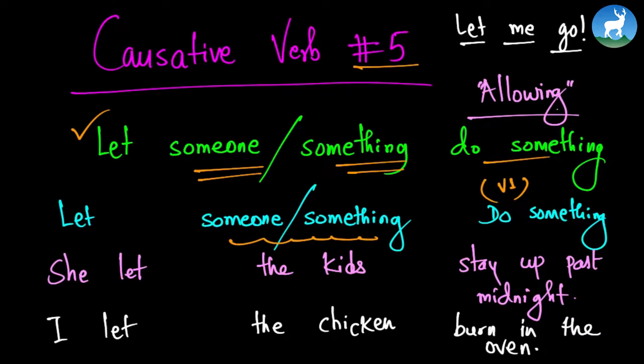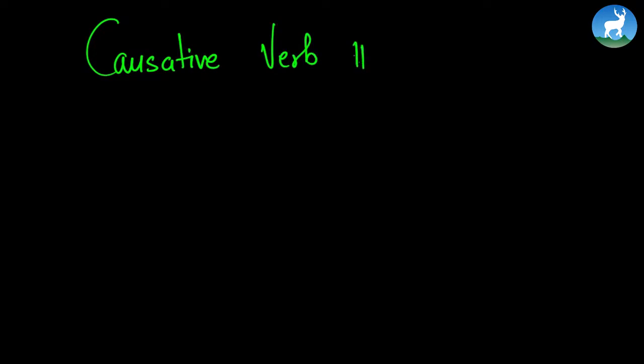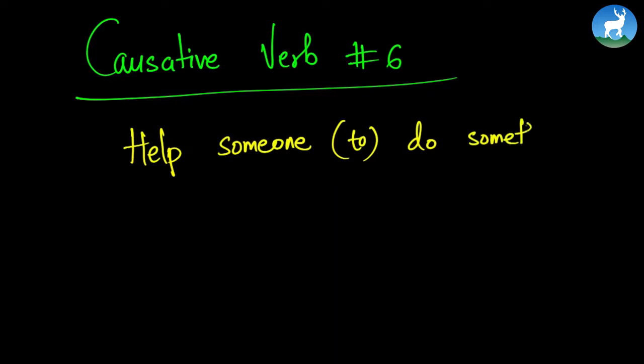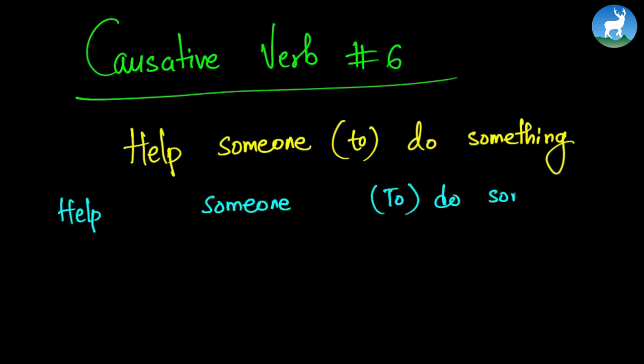Now let's go to the last causative that we'll study in this class. It's called causative number 6. Causative verb number 6. The structure is help someone, to is optional, to do something. Help someone to do something. Let me write the structure. What's the structure? Here it is, very easy. Help someone to do something.